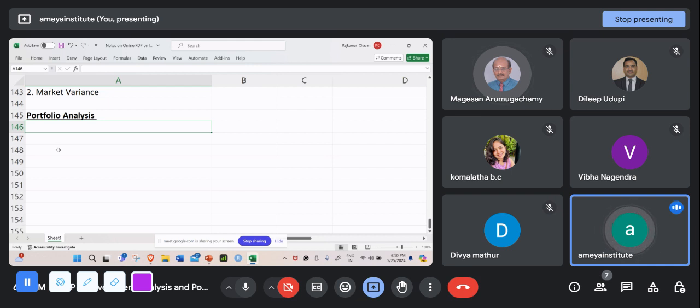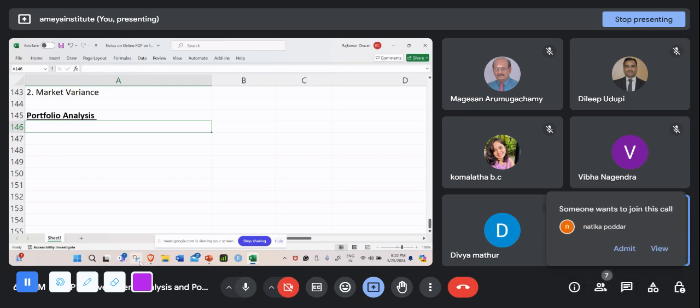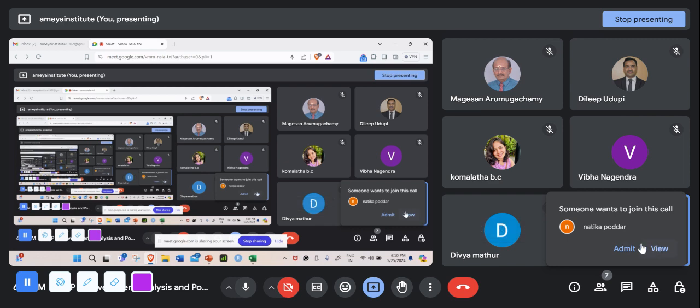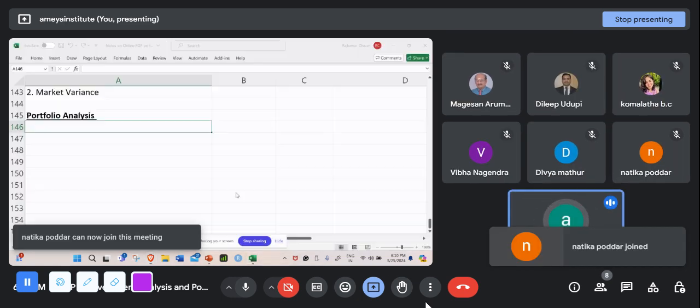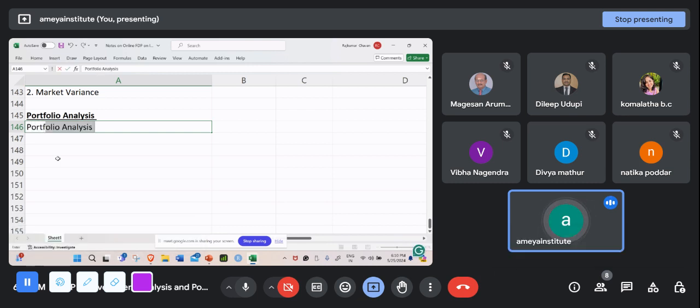So the topic for the discussion is portfolio analysis, and today we'll discuss the construction of portfolios by taking 10 different stocks with the help of an Excel sheet. So let's start with what exactly portfolio analysis is. First, we'll discuss what exactly a portfolio is. Portfolio means combinations of two or more assets.